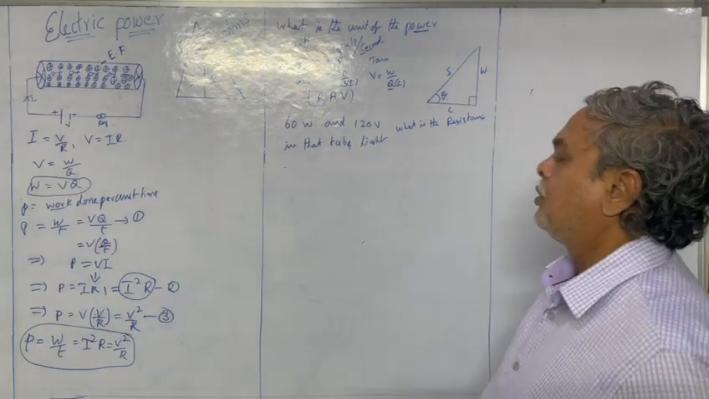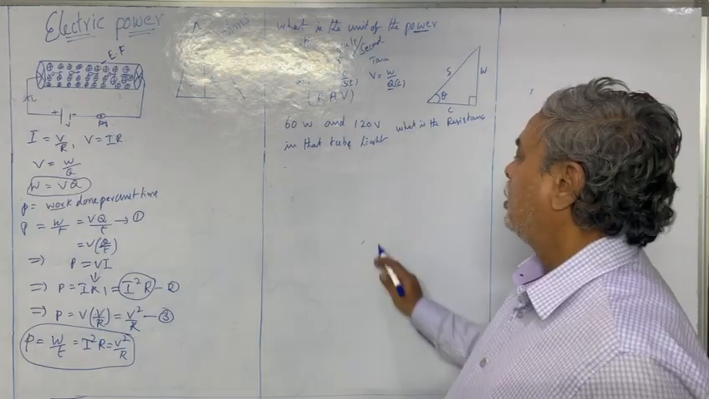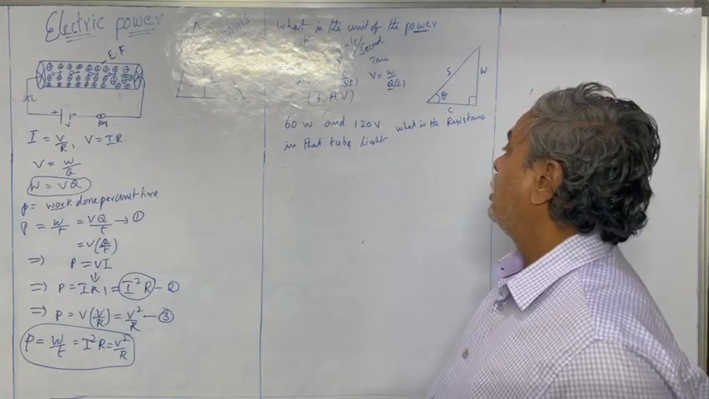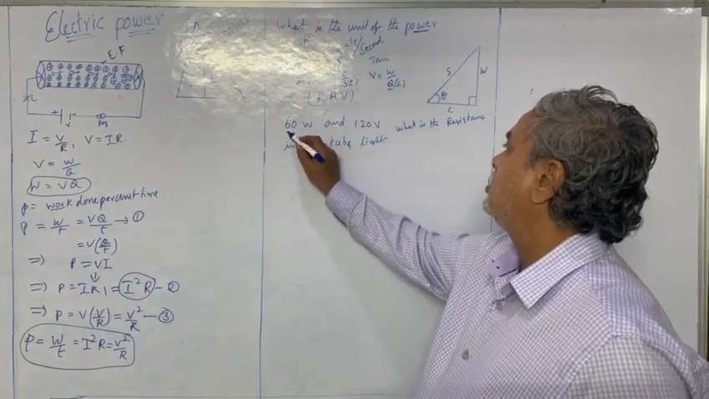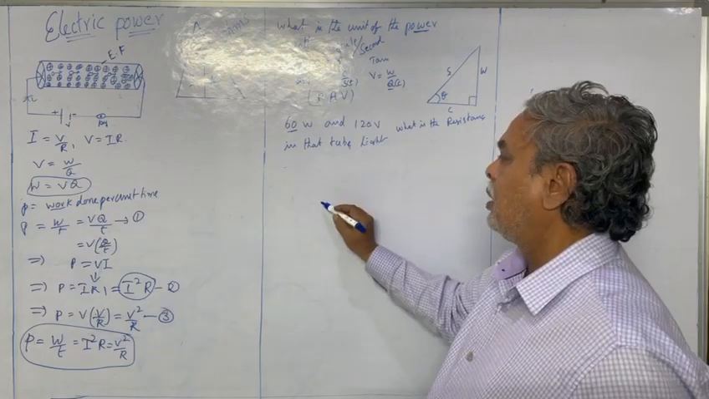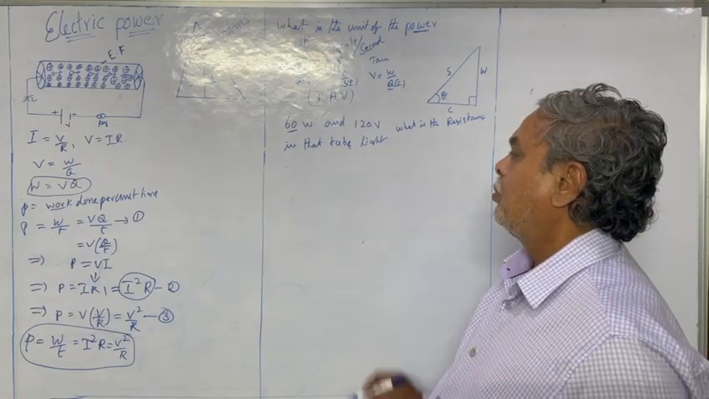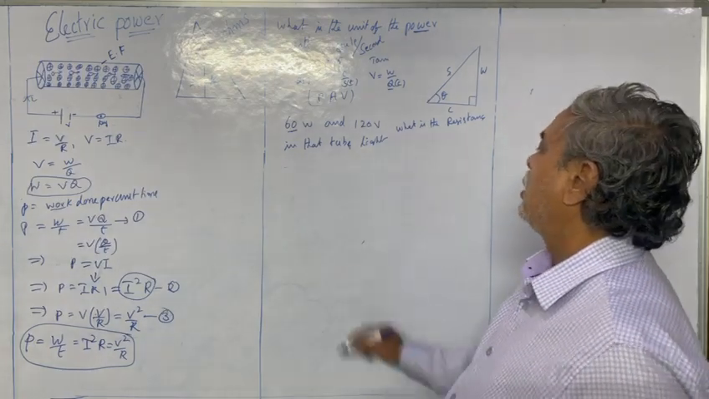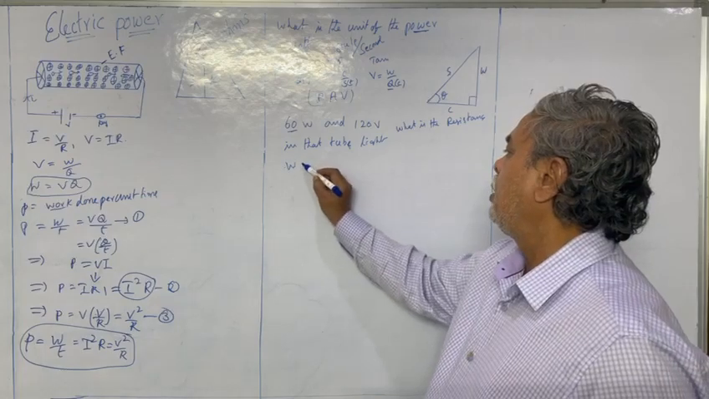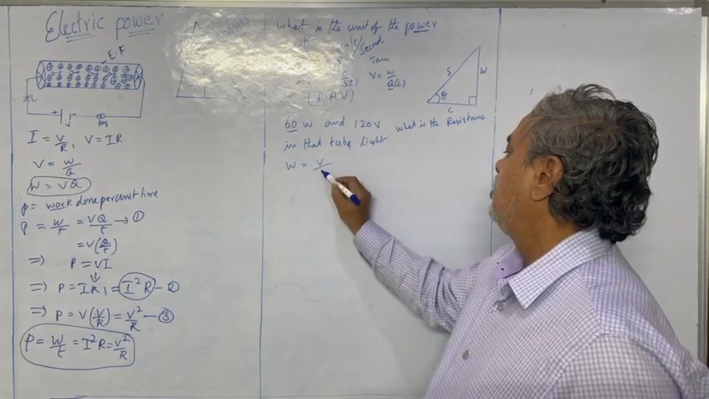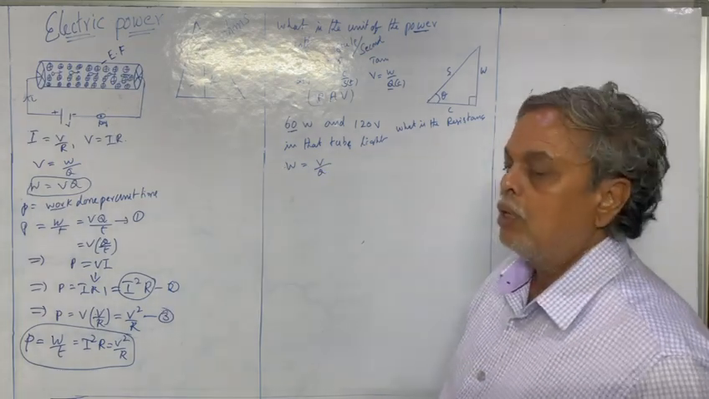W is equal to what? Here we know watts. What is given? What is the formula there? W is equal to V by Q, right? E by Q. How much is the voltage?